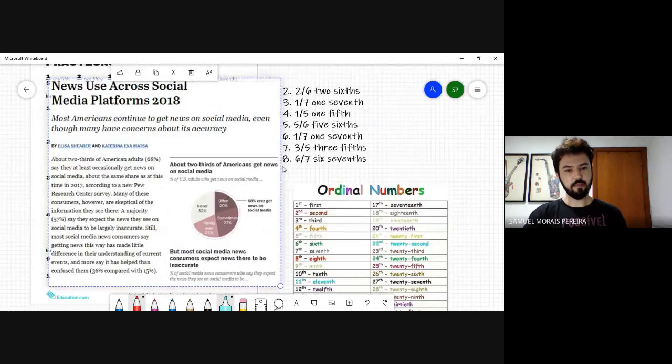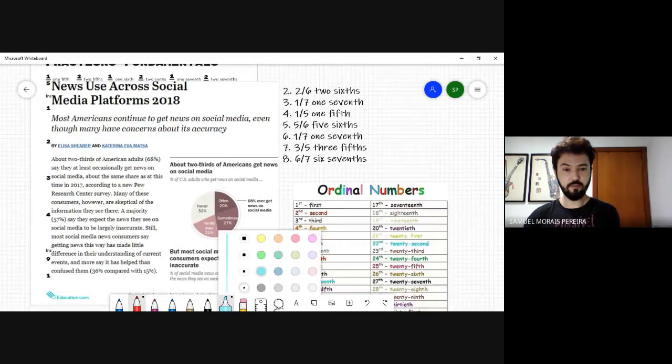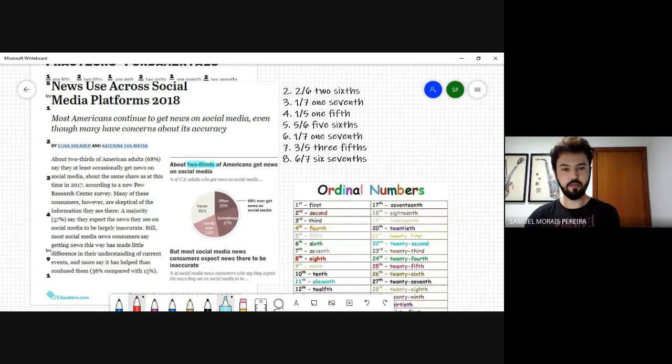I told you that in this picture here, we have a fraction, one example of a fraction. You can see it here, can you see? Oh, 2/3. 2/3 of Americans get news on social media. Oh, aliás, about 2/3. Aproximadamente 2/3.